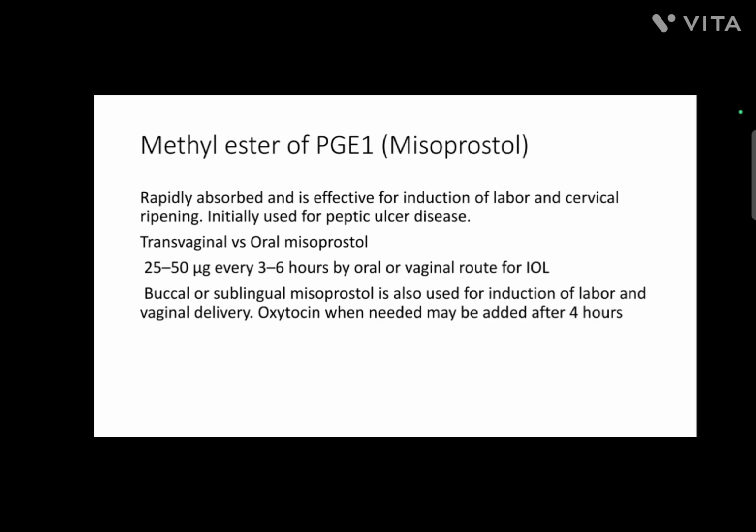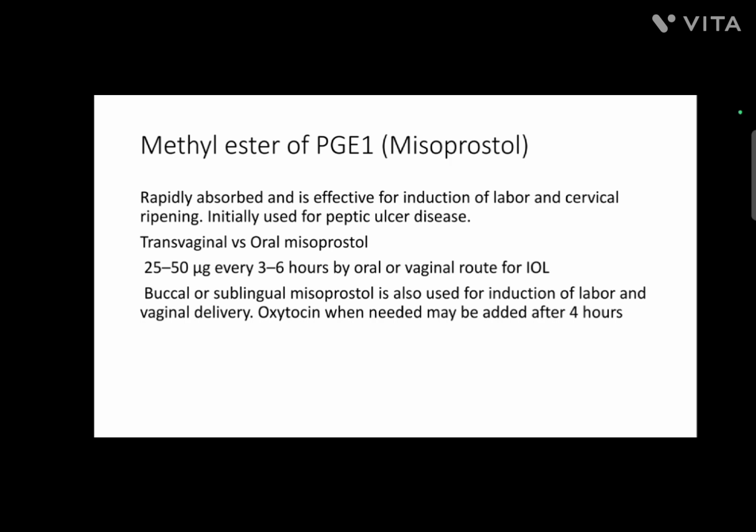Transvaginal route you can use, buccal route you can use, sublingual route you can use, rectal route you can also use. So it depends on which route you are giving this. Based on that, the dosages can be given. In cases following the delivery, you can give up to 600 to 800 micrograms. For the induction of labor, you can use 25 to 50 micrograms every 3 to 6 hourly, either by the oral route or by the vaginal route.